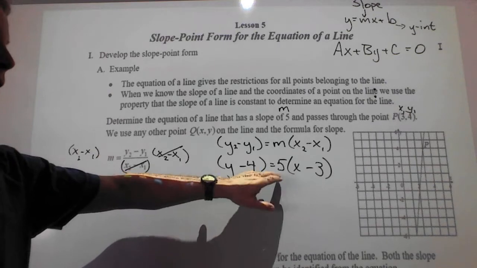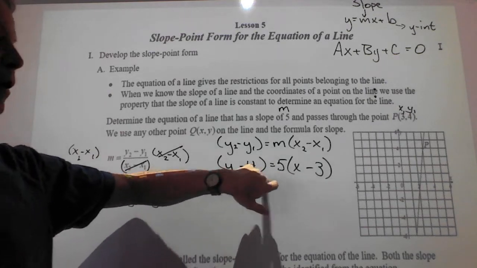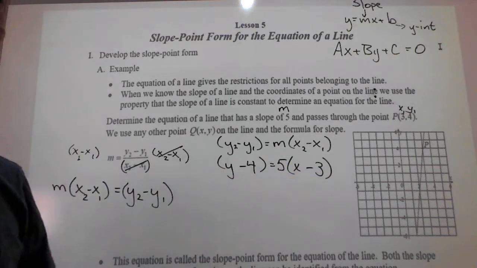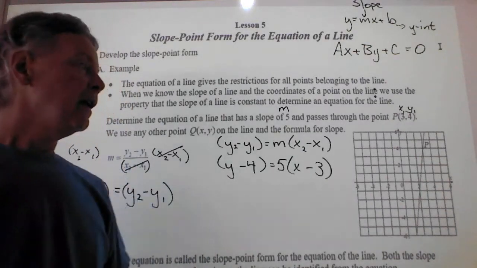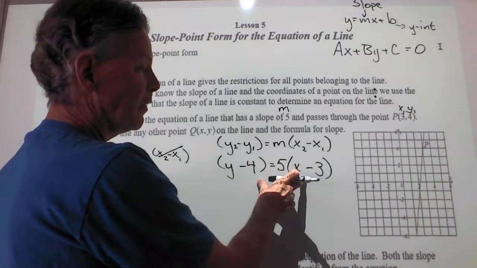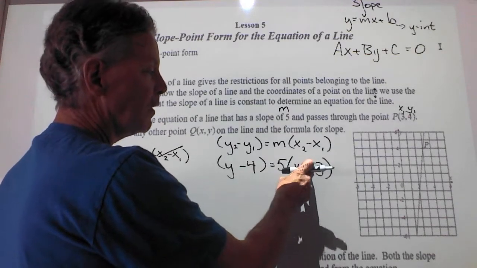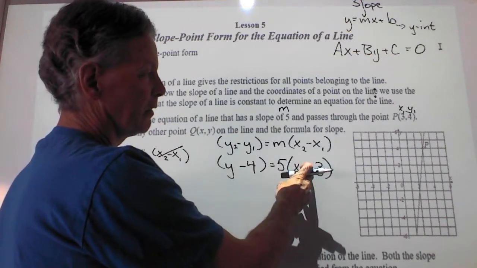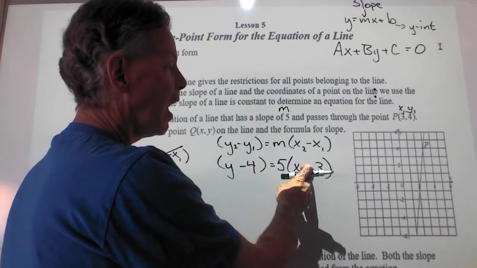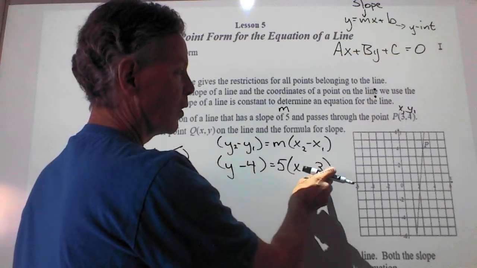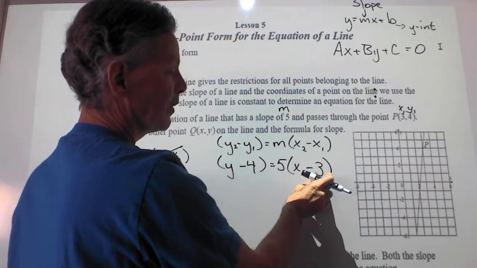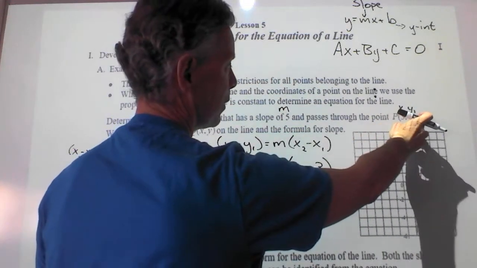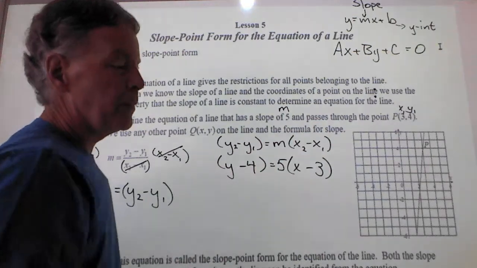We've plugged in our slope, we've plugged in our y1, we've plugged in our x1. One thing I want you to be aware of is when plugged into the formula, you will always have the opposite sign of the coordinate that you started with. So if you start with a positive 3, it ends up being minus 3. If you start with a positive 4, it ends up being minus 4.